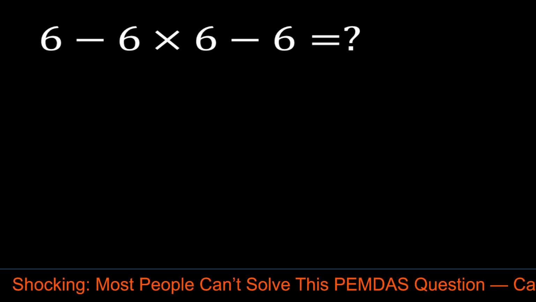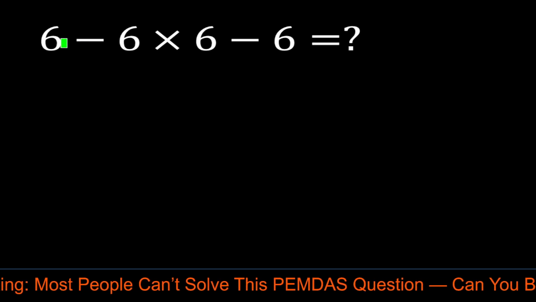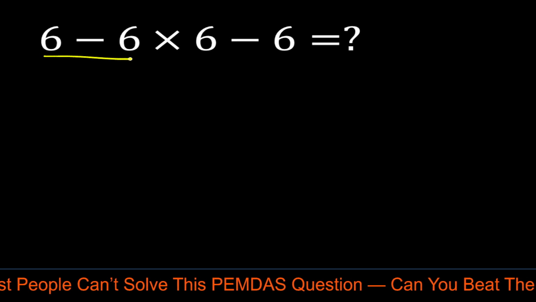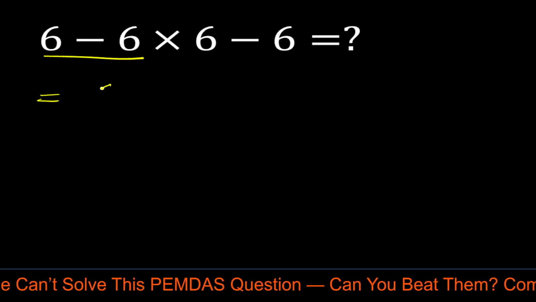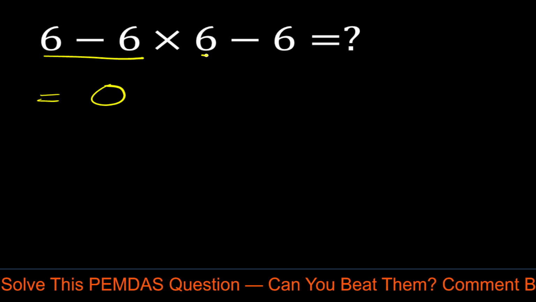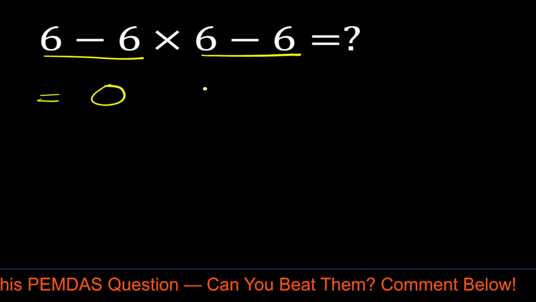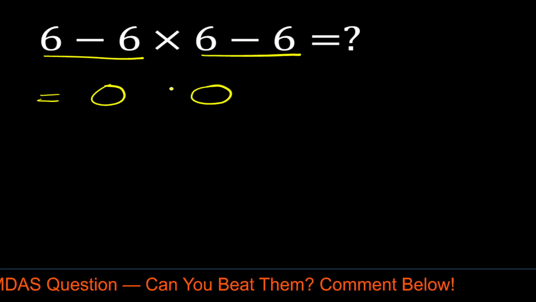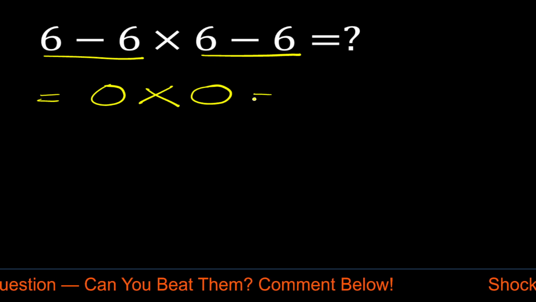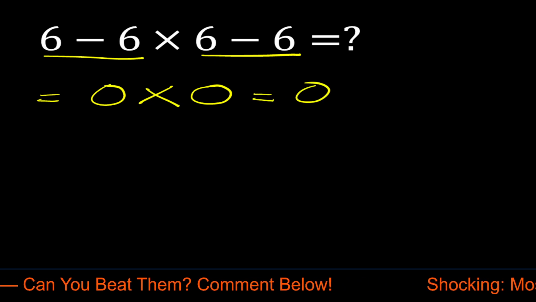So most people solve this question like 6 minus 6. So 6 minus 6 is equal to 0. Then again 6 minus 6. So 6 minus 6 is equal to also 0. Right? Now 0 times 0. So 0 times 0 is equal to 0.